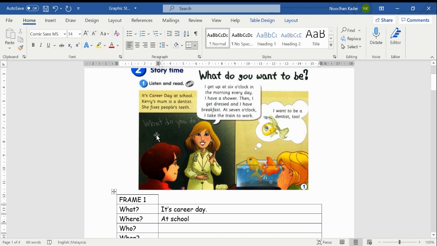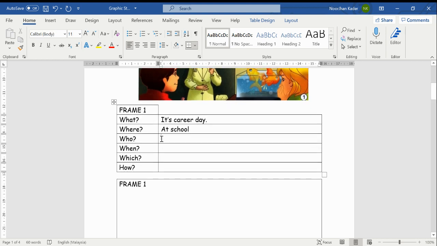Maybe the class teacher has invited Carrie's mom to the career day talk, or maybe the principal has invited Carrie's mom to give a speech on career day at school. So she is standing here, and this is the introduction of the frame. So this is actually Carrie's mom. Okay, so what we have to write here is who. So this is the main character. Carrie's mom is the main character.